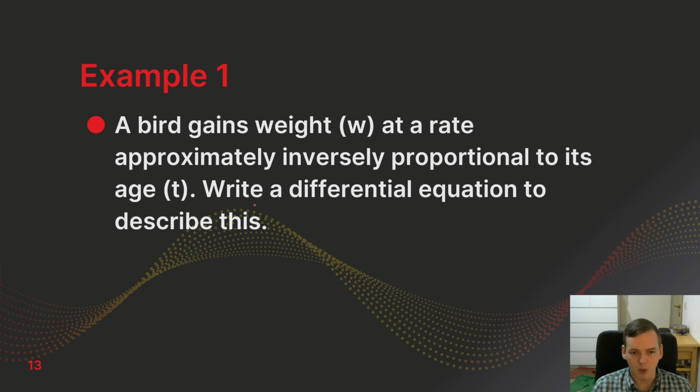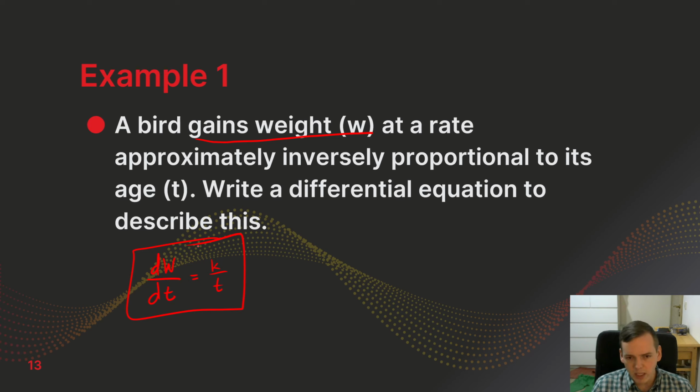So our first example, a bird gains weight, W, at a rate inversely proportional to its age, T. Write the differential equation to describe this. So we're talking about gaining weight. So that means the rate in this case is W. So our derivative of weight with respect to, well, if it's a rate of weight, then we're going to expect it with time. And they say it's inversely proportional to its age. So that means we expect to see some constant over time t. So this would be our differential equation.